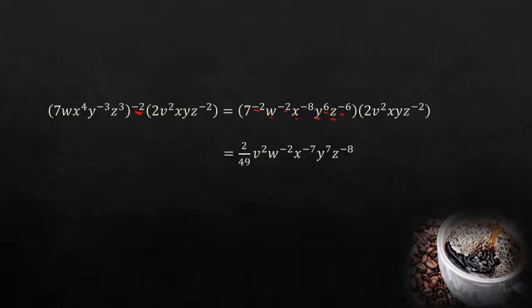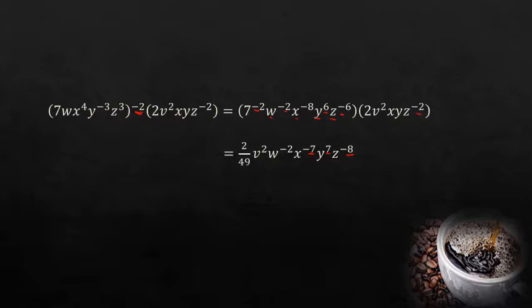X, on the other hand, has a partner, so we have x to the power negative 8 times x, so that's negative 8 plus 1, so that's to the power negative 7. Y has a partner here, so we have y to the power 6 times y, so that's 6 plus 1, so that's 7 also. And then z has negative 2, so negative 6 plus negative 2 is negative 8.